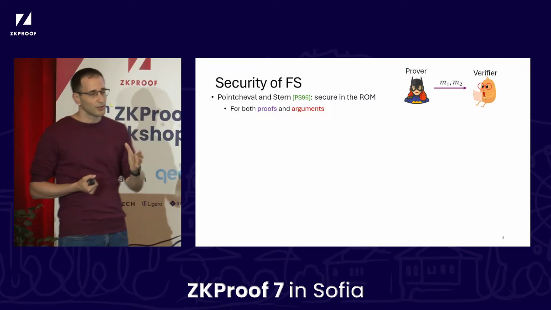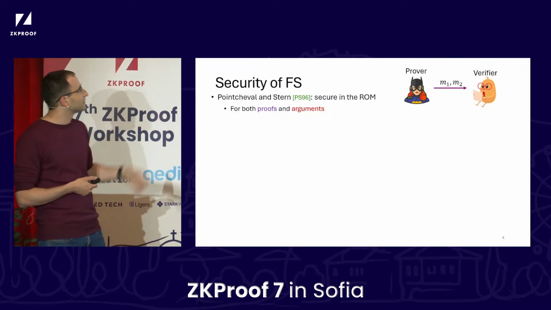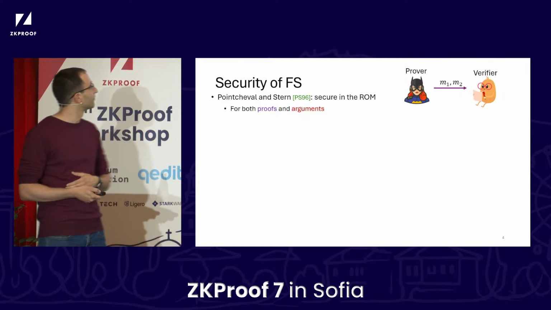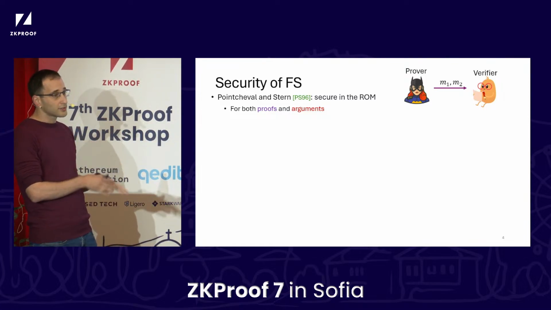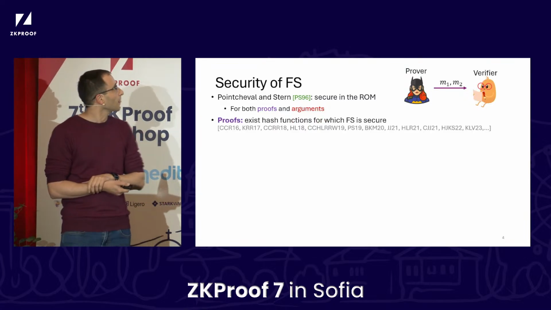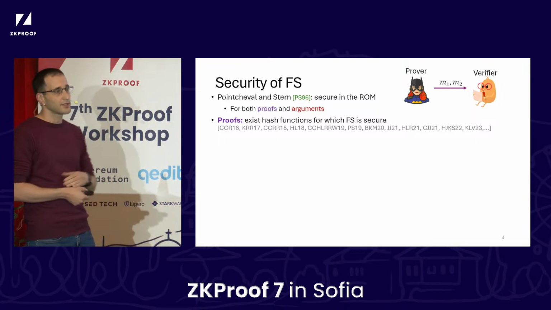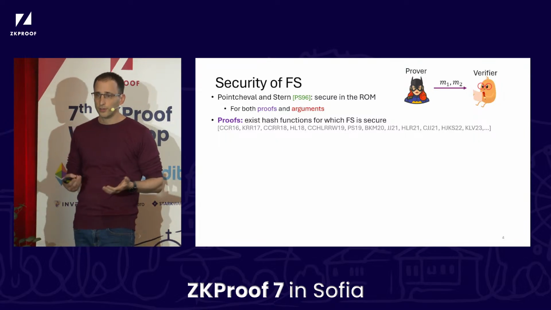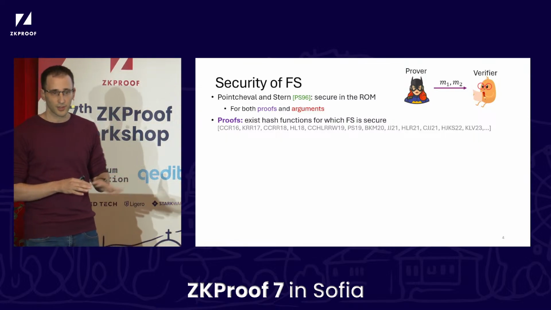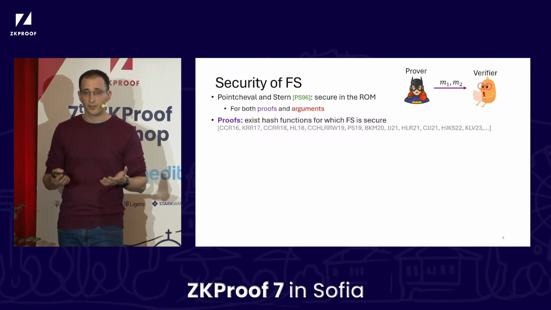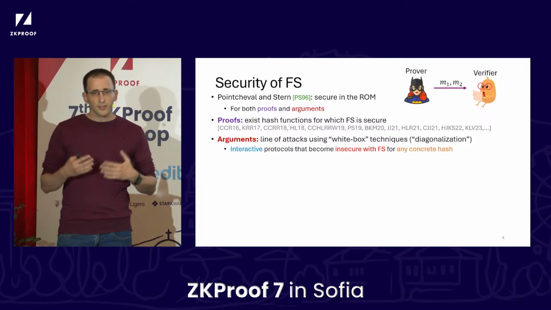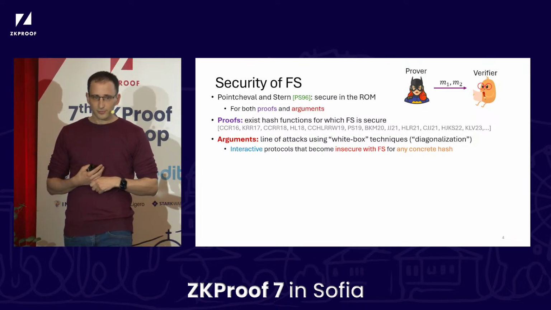As Ron also mentioned, Pointcheval and Stern proved that this transformation is secure in the random oracle model. And it's proven both for proofs and arguments. For proof systems, we actually have a long line of work showing that there exist hash functions that make this transformation secure. So at least we have some nice evidence for this transformation. For argument systems, the situation is not so simple.